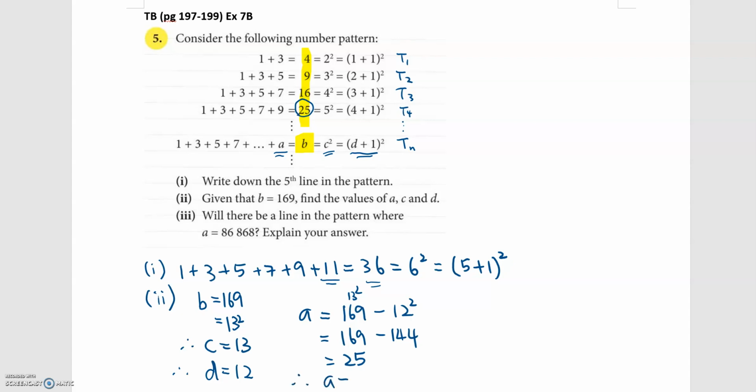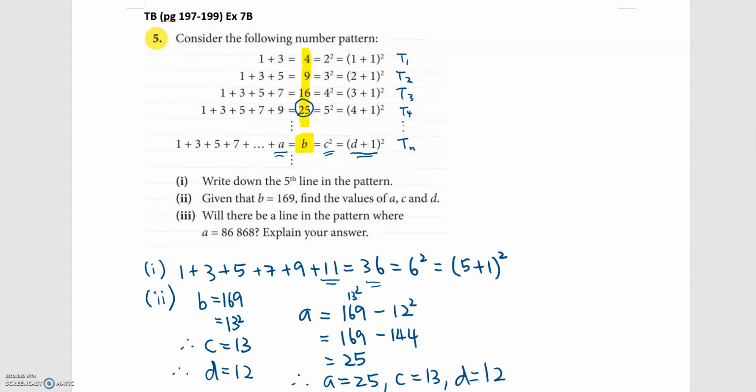So I would sum up. A is 25, C is 13, and D is 12. All this just by observing the pattern. So the answer that you found for part 1, the thought process is very important to help you find part 2. Let's go on to part 3. Will there be a line in the pattern where A is 86868? I will have to now explain my answer.